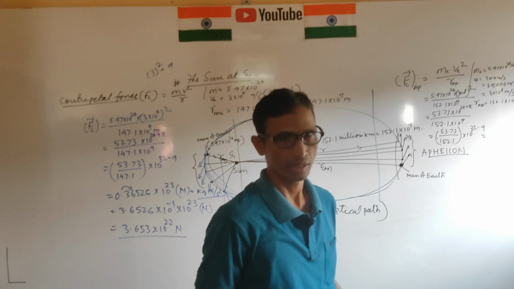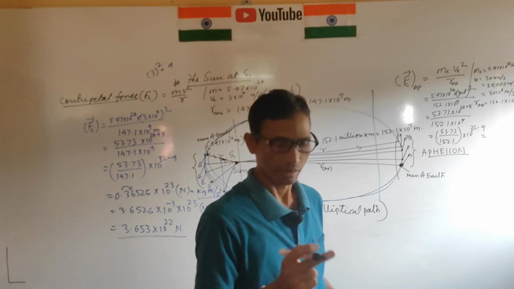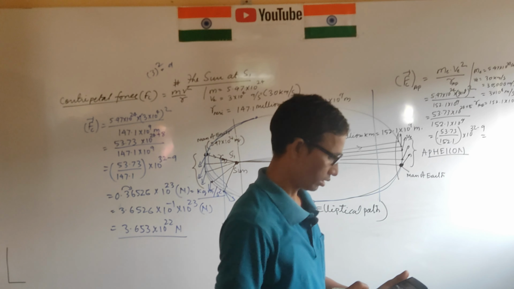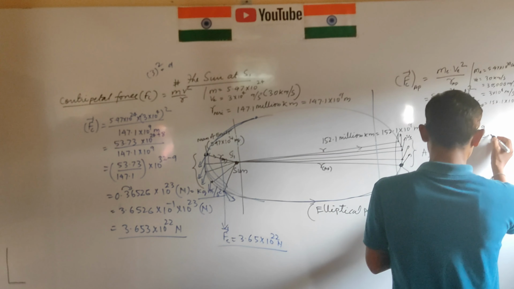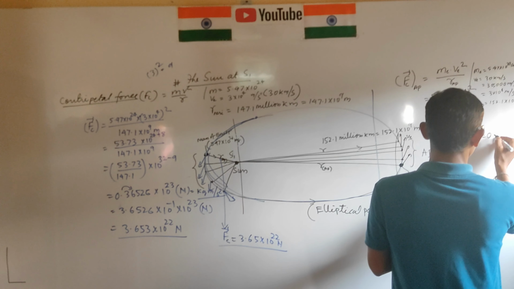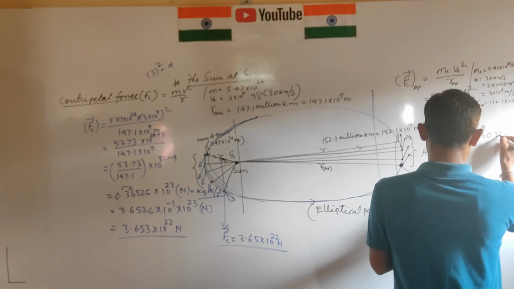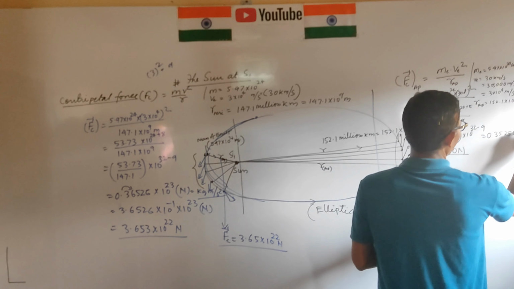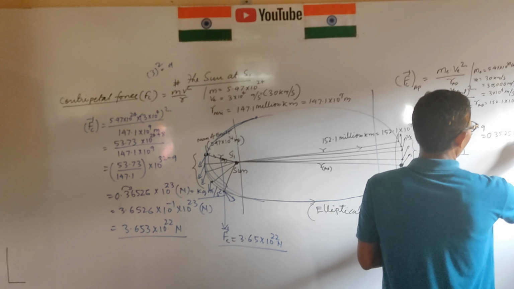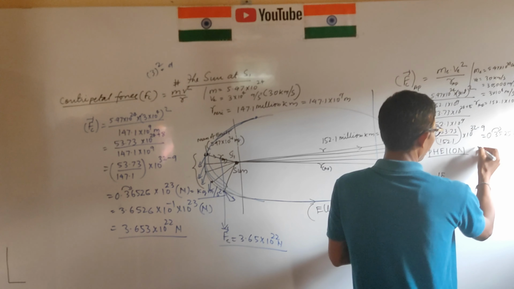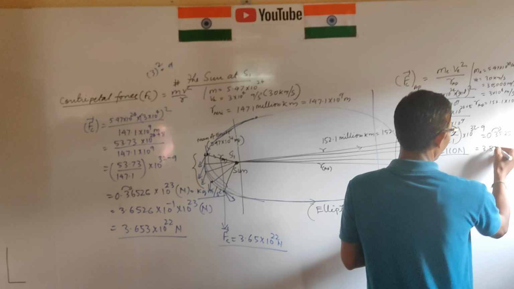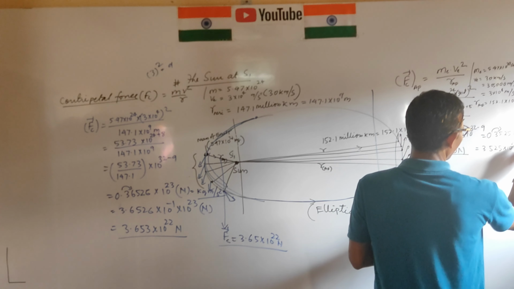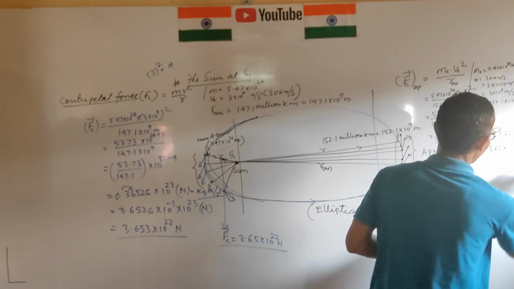53.73 is divided by 152.1, okay, that is 0.3525 in 10 to the power 23 Newton. When the point is shifted to the right side, then it is 3.525 into 10 to the power 23 minus, just write this one.